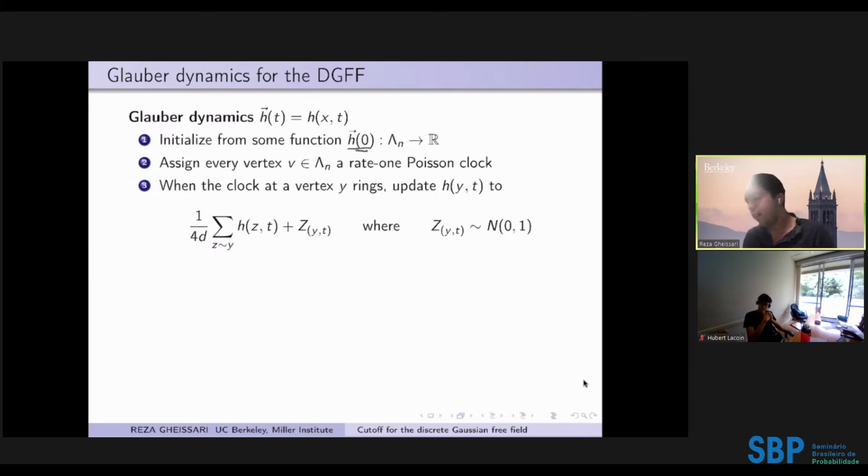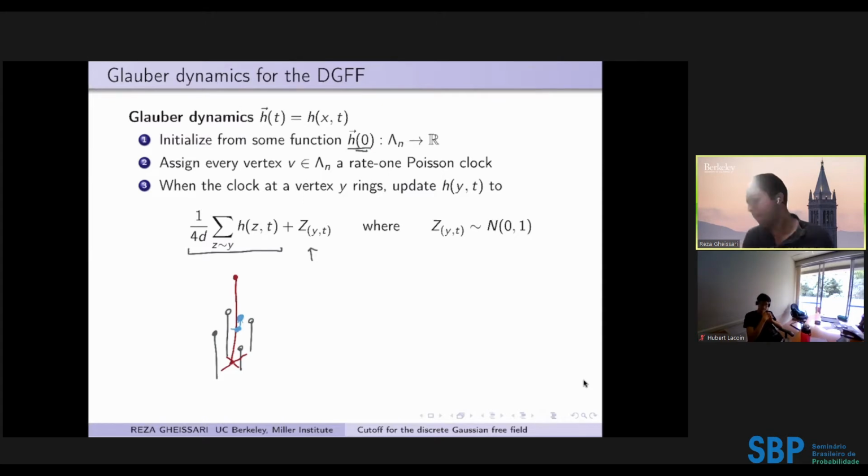Now, whenever the clock at a site rings, I'll update the value of the height function at that site. And the update I'll do is I'll take the average of its neighbors, and then I'll just add an independent standard Gaussian to it. So if you have maybe 4 neighbors, and this is the vertex in the middle, and its height is atypically large, the effect is you're going to take the average of them and add some standard Gaussian, and basically it smoothens the surface and then it adds some stochasticity to it.